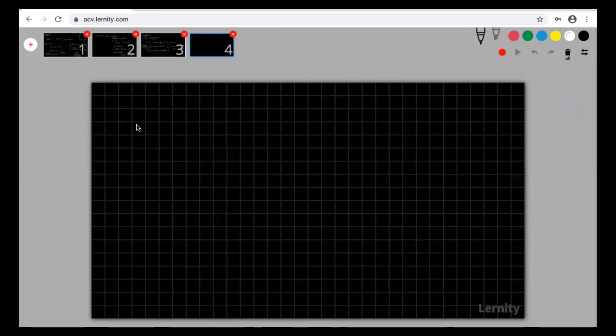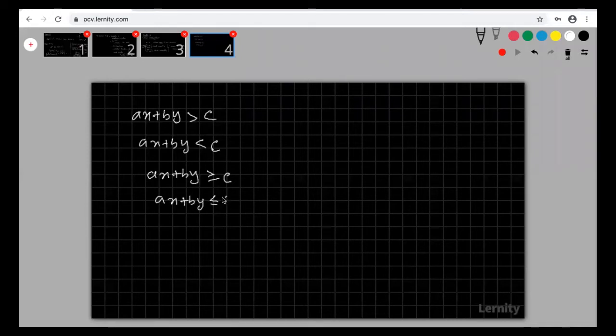Right. So now come to that. Suppose I am taking ax plus by is greater than c, ax plus by is less than c, ax plus by is greater than or equal to c, ax plus by is less than or equal to c. So look at that. These are called linear inequalities of two variables.